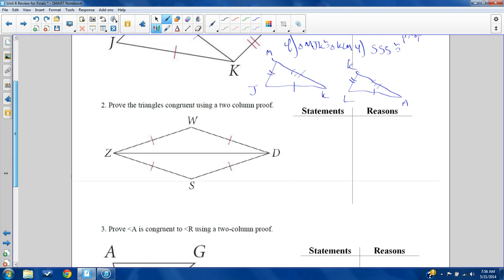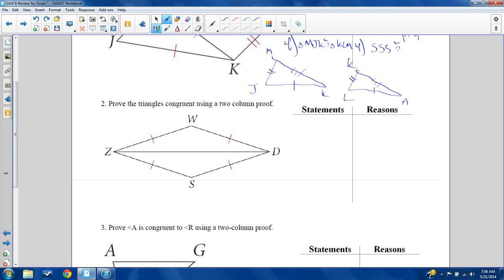Okay, number 2. Kind of the same stuff. I can go statements and reasons here, and this one's almost identical. The only thing here, which is kind of interesting, is that there are four congruent segments. You can see your two triangles. We have four congruent segments, so you can really order these any way you want. These are two isosceles triangles. I'm just going to choose it in one order that I would like.